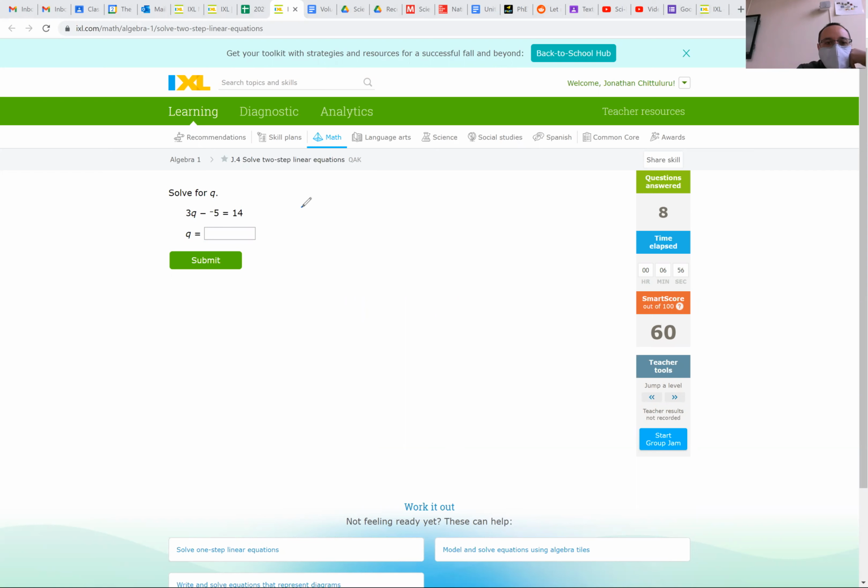Let's simplify that first. 3q plus 5 equals 14. If you're subtracting negative 5, you're adding 5. Now we're adding 5 to the left. We're going to subtract 5 from both sides. 3q equals 9. We're going to divide both sides by 3 now to undo this multiplication. Q equals 3. Okay, so I'll go ahead and plug that answer in.